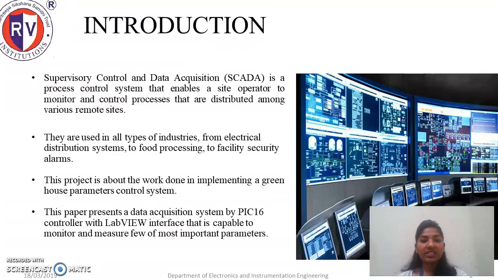It monitors the physical parameters of a greenhouse system such as temperature, humidity, soil moisture, and intensity of light on a real-time basis. And this paper presents that data acquisition system by PIC16 controller with LabVIEW interface that is capable to monitor and measure few of the most important parameters.